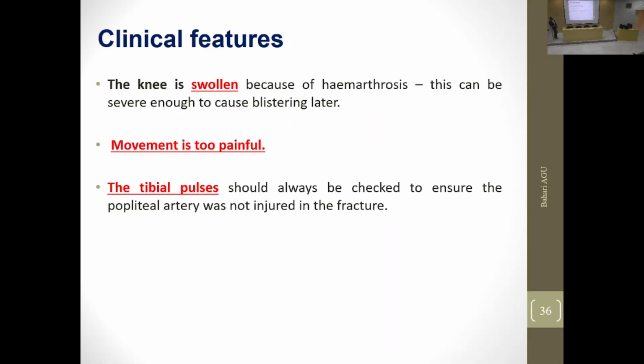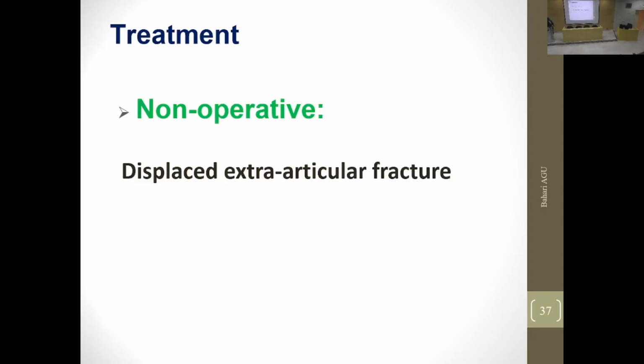So for the clinical features, you will find the knee is swollen because of the hemarthrosis, and sometimes there are blisters outside, and movement is too painful. You have to check the tibial pulse, because we said the distal fragment will be pulled back by the powerful gastrocnemius, the medial and lateral gastrocnemius heads will pull the distal fragment posteriorly, and maybe it will affect the popliteal artery and kink it. So you have to check the tibial pulses, okay? The dorsalis pedis and posterior tibial artery.